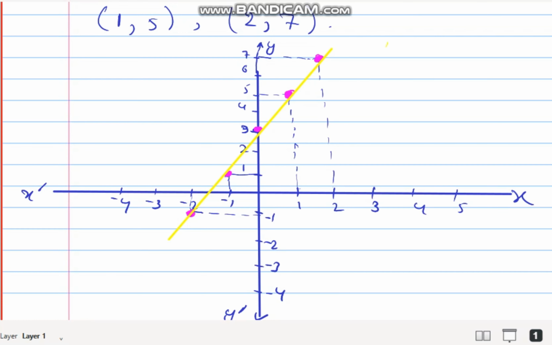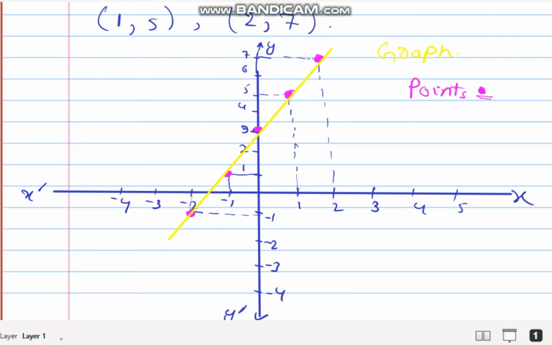This is the graph, and with this pink color, these are the points. Okay, sorry, these are the points with pink color.